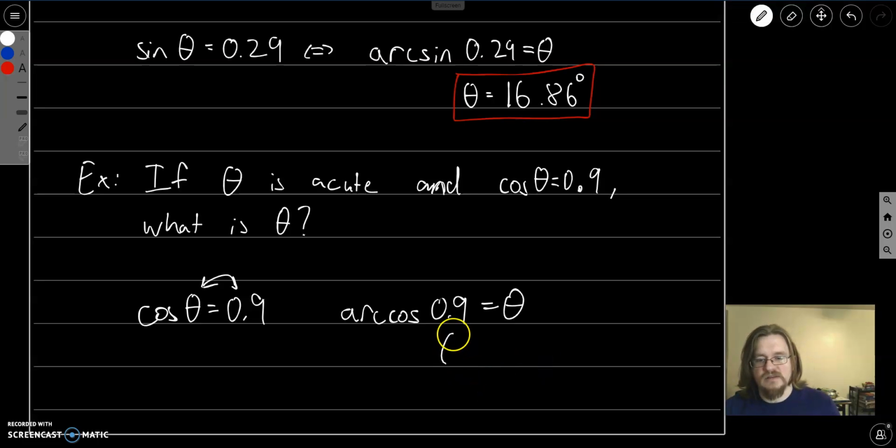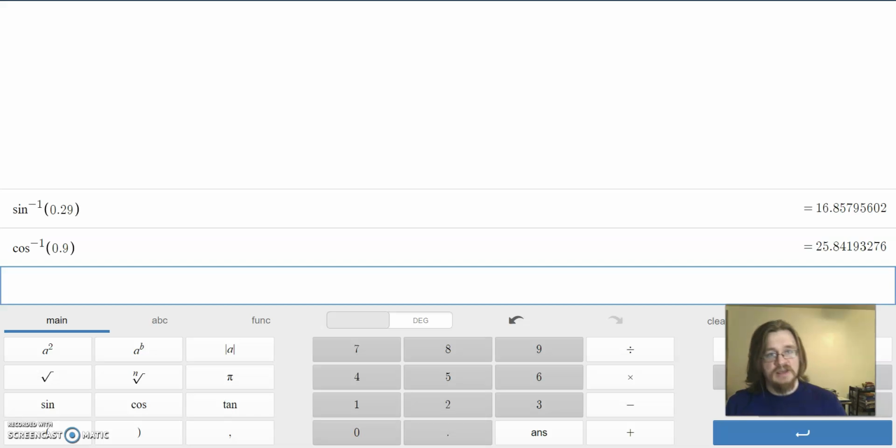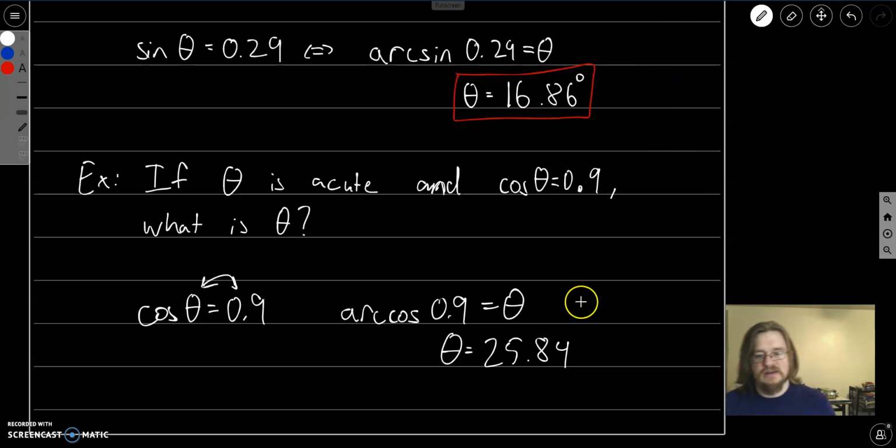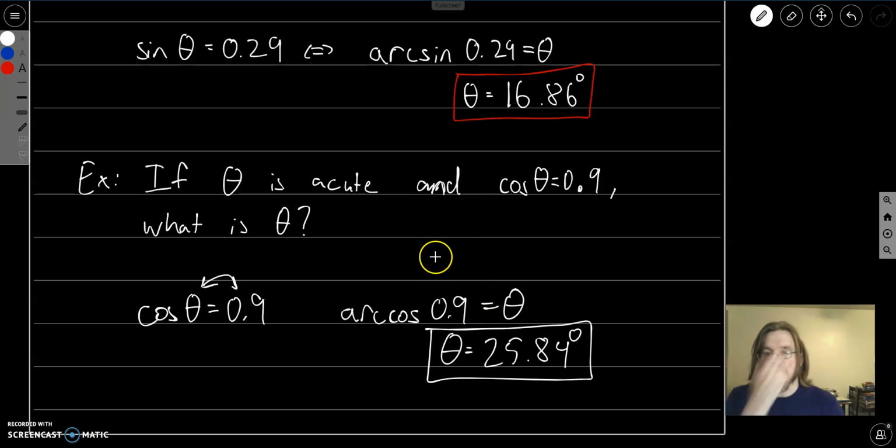So let's type that in. And so we've got theta is equal to 25.84. And again, what you'll notice is that we wanted our angle to be acute, and our angle is indeed between 0 and 90 degrees. So everything's good.